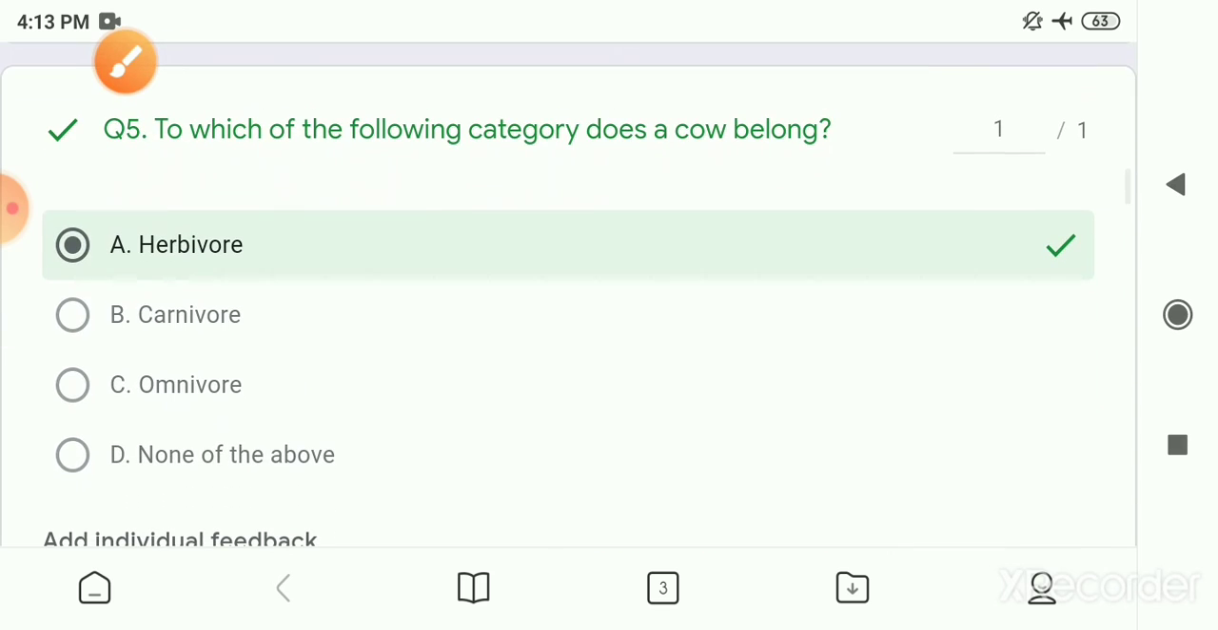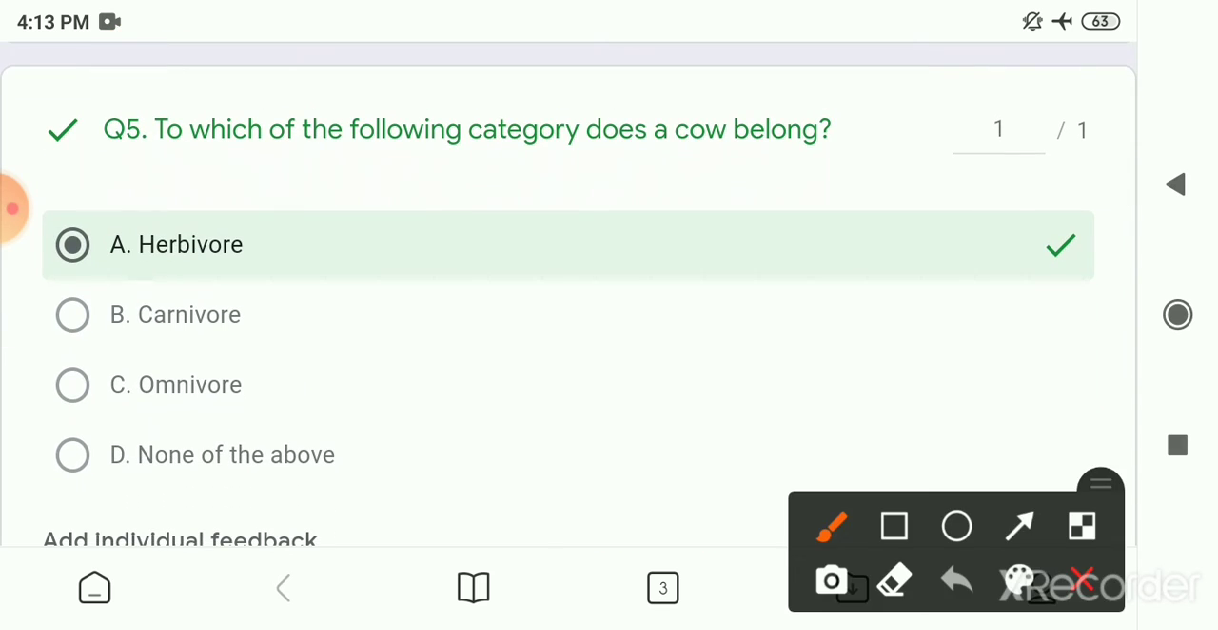Fifth number, to which of the following category does a cow belong? The options are herbivore, carnivore, omnivore or none of the above. So here your answer is option A, herbivore. A cow eats only plants or plant products. So here your answer is herbivore, or these kind of animals are known as herbivorous animals.